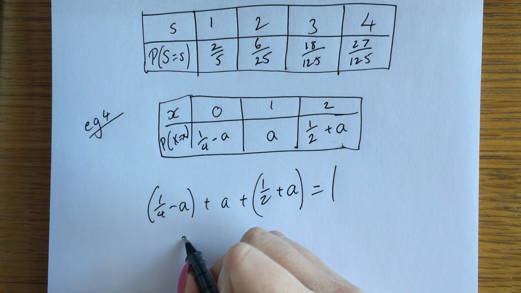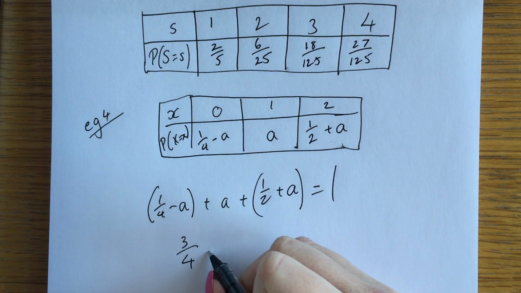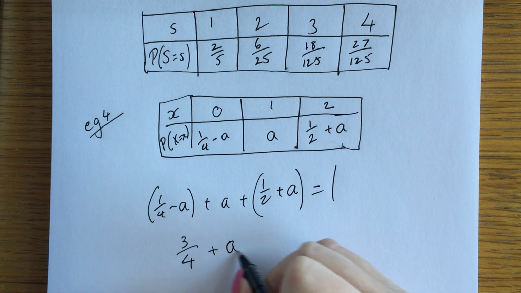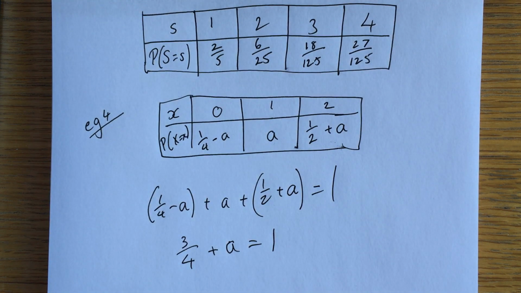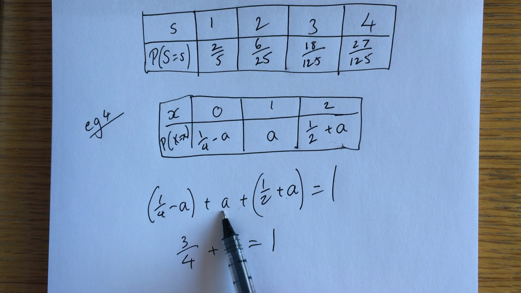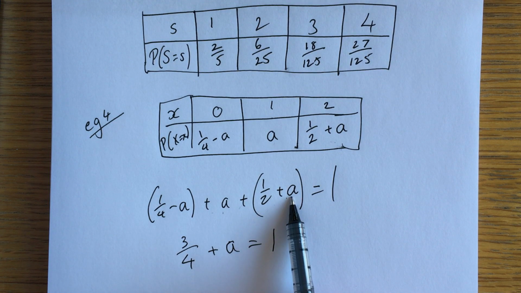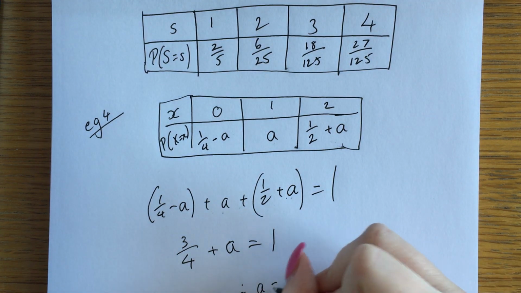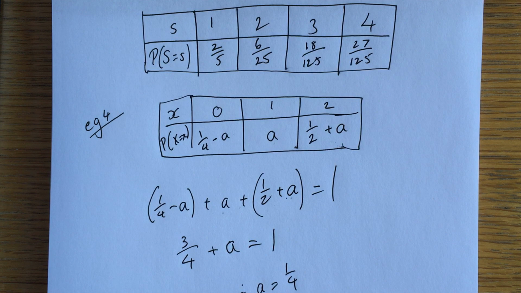So 3/4 plus A is equal to 1, because we've got 1/4 plus 1/2, which gives me 3/4, minus A plus A plus A. Obviously, subtract A and plus A cancel each other out, so you've got plus A here. So therefore A is equal to 1/4.